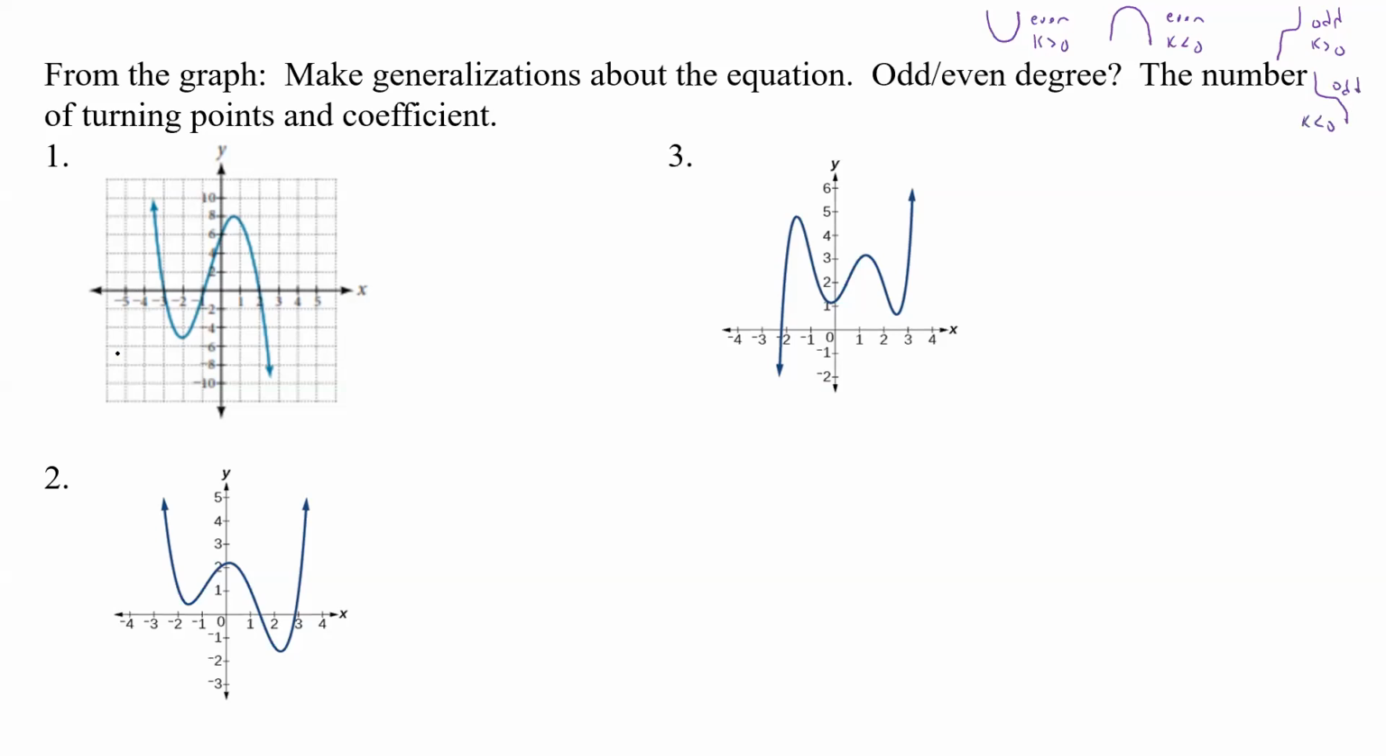All right. So what do we have here? Well, we have something that looks more like this last one. It's odd, and k is less than 0. So what generalizations can we say? Well, we know it's going to be an odd degree.